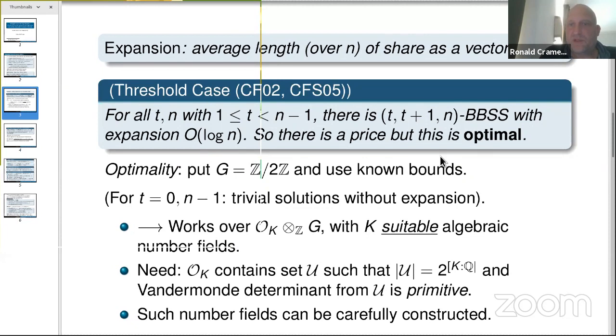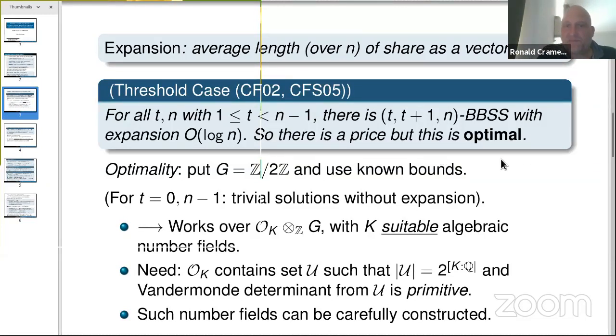In fact, it follows from known bounds on linear secret sharing over fields, putting the group G equals Z over 2Z in the definition. Of course, we exclude the cases T equals 0 and N-1, because there we have trivial solutions without expansion. T equals 0 is just giving your secret away, and T equals N-1 in the threshold case is just additive N out of N secret sharing. So you have to exclude the extremes here.